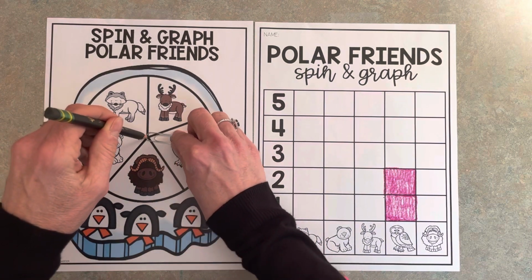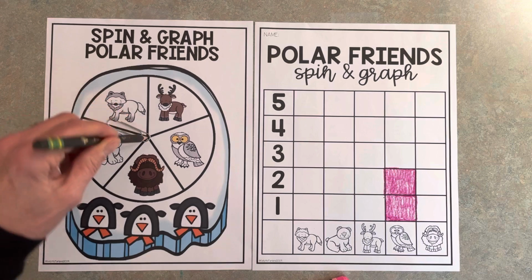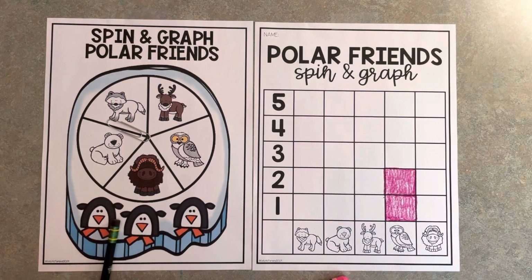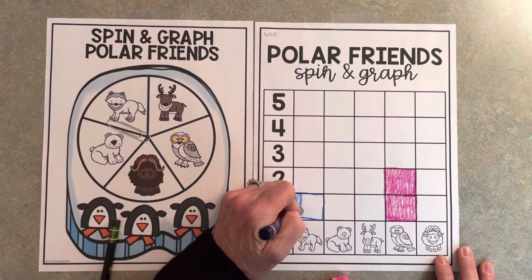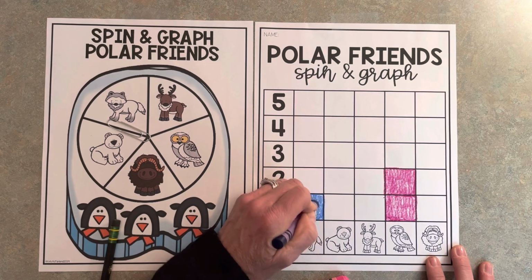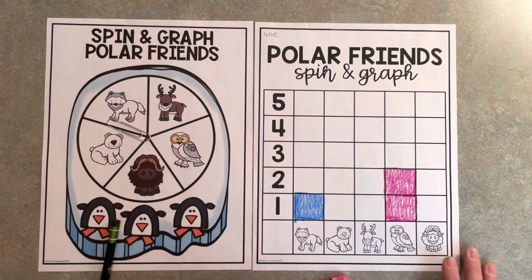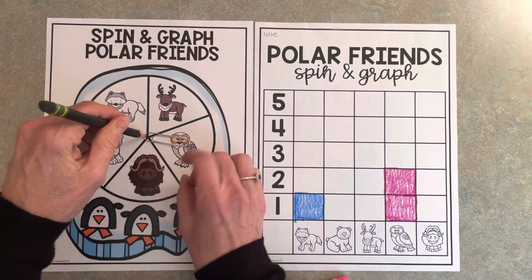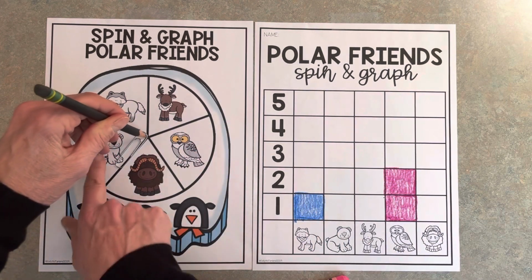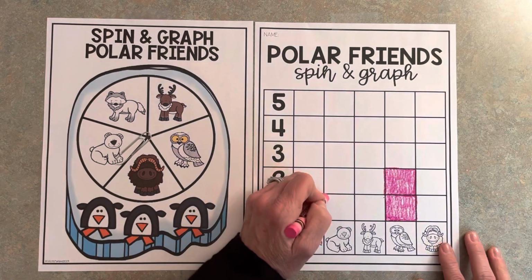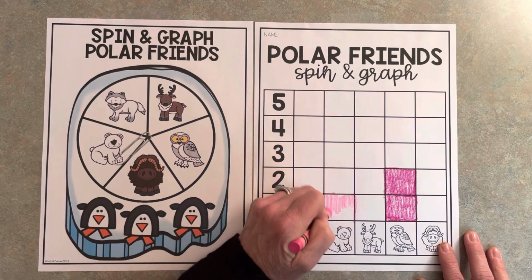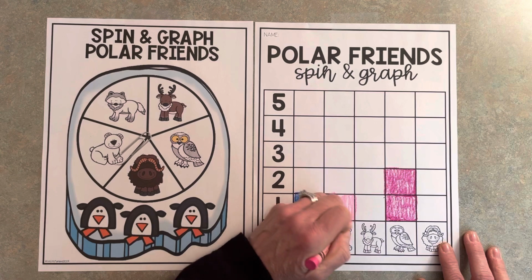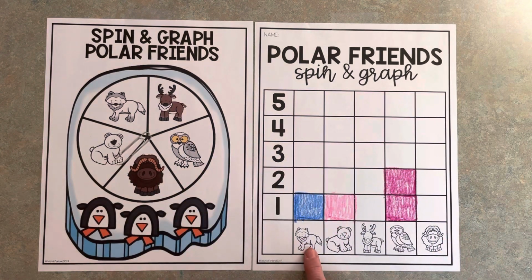Okay, let's try again. Okay, now we have the fox. The fox, I'm going to do blue. So each animal is going to have a different color. Okay, let's spin again. Now I have the polar bear. I'll pick pink for polar bear. I'm coloring in the whole box. So far, when I look at my graph, I could see that the fox has 1, the polar bear has 1, and the owl has 2.